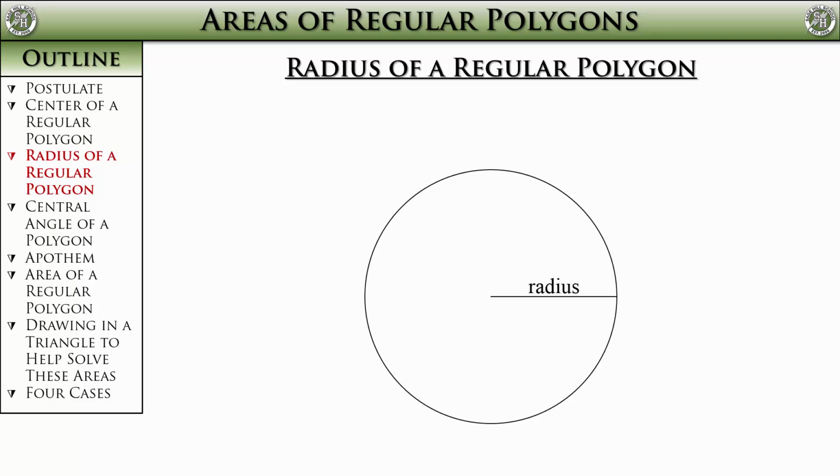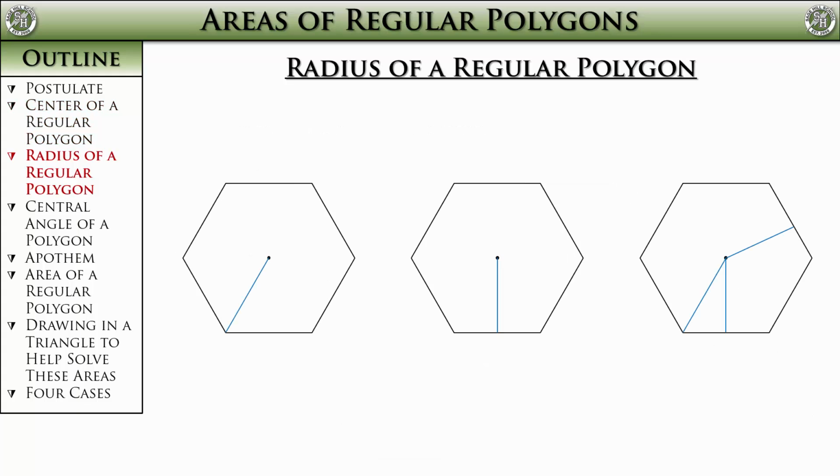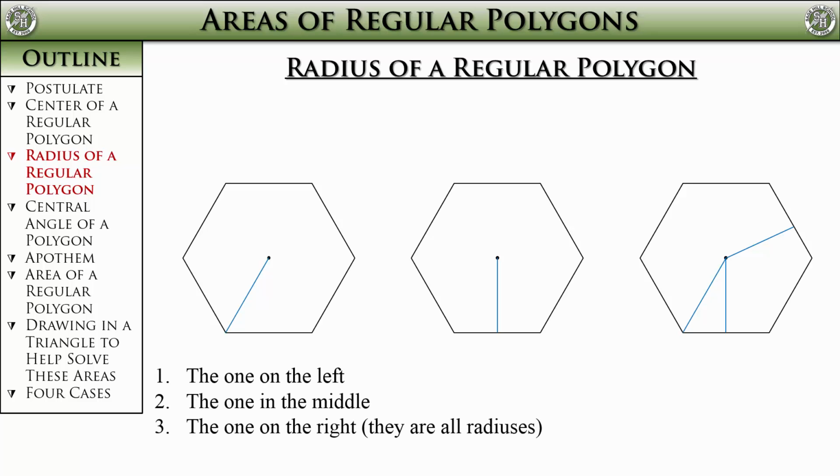You have seen the radius of a circle a ton, but regular polygons also have a radius. What do you think is the radius of a regular polygon? Where do you think we should draw it in? Let's play a quiz. Which of these pictures do you think depicts what a radius, or radii, of a regular polygon is? Do you think it is the one on the left? The one in the middle? Or is the one on the right correct and they are all radiuses?